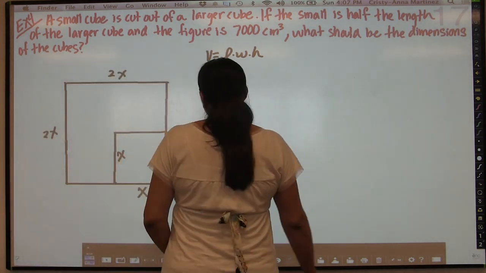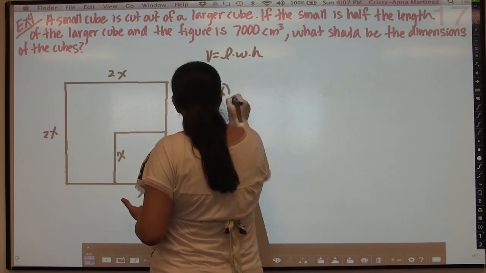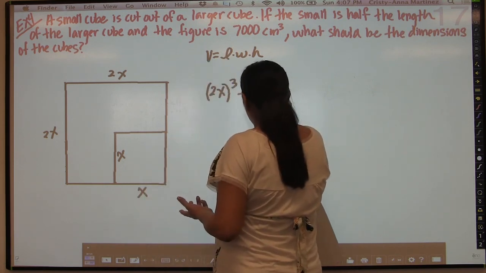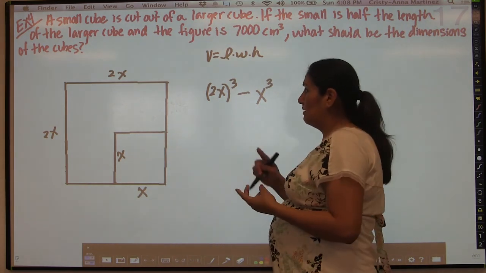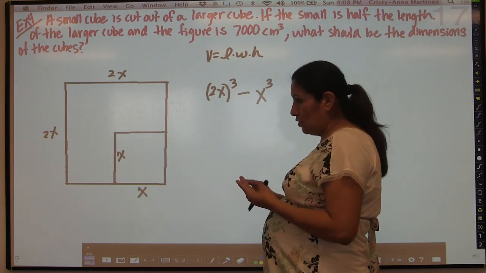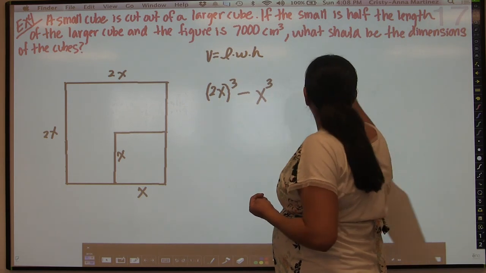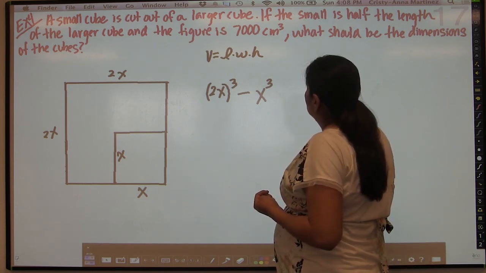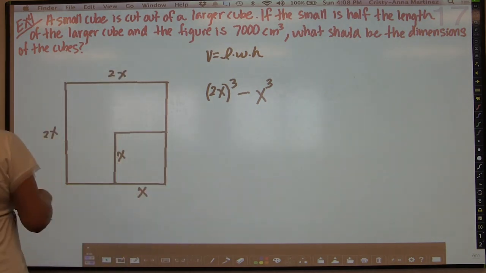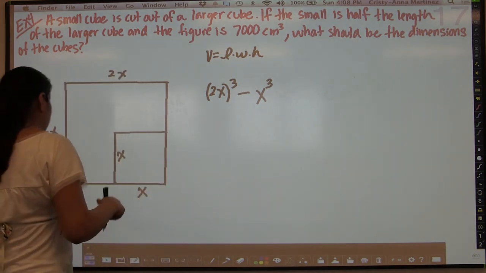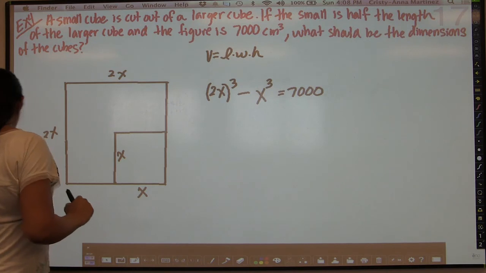So basically, the small cube is being cut out of the larger one. So the larger one is (2x) cubed, and I'm taking out the smaller one, which is x cubed. Remember that the dimension you don't see here is the depth. So we have length times width times height. So we need 2x times 2x times 2x, which is (2x) cubed, and then of course x times x times x. And the figure is 7,000 cubic centimeters. So after you pull out the smaller cube from the bigger cube, your volume is going to be 7,000. So this is basically our setup right here. It's going to equal 7,000.